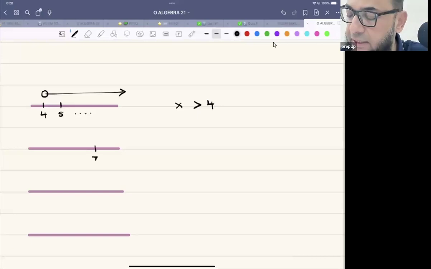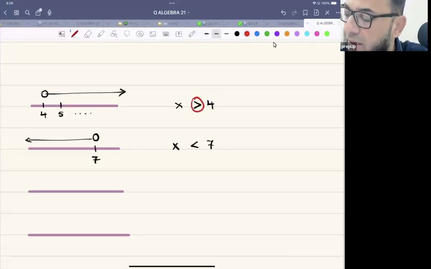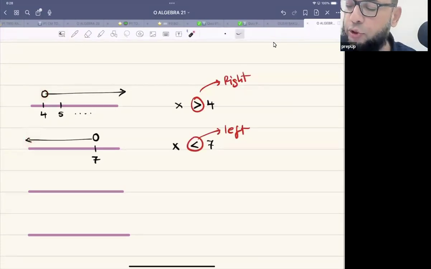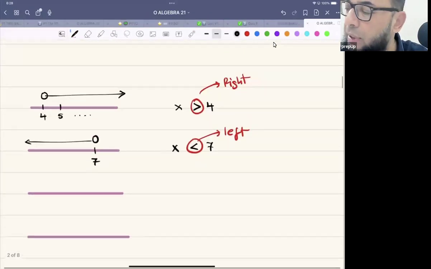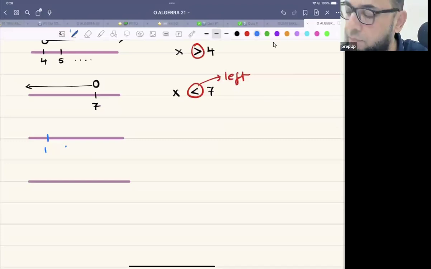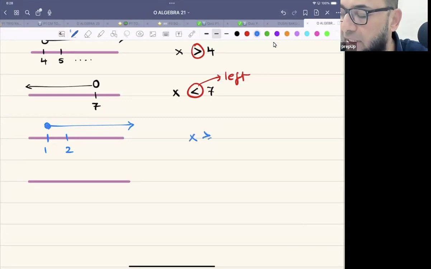If I write 7 over here and if I write x is lesser than 7, it means go to the left. So greater means right, lesser means left. And this is an empty circle, that means the value is not included. So far so good. And similarly, if I write x is greater than or equal to, let's say 1, so this is 1, this is 2. Greater than or equal to 1. So that is how it can be written.